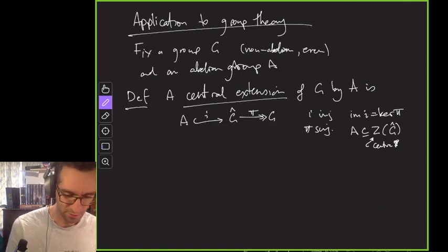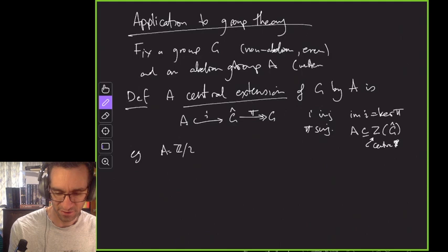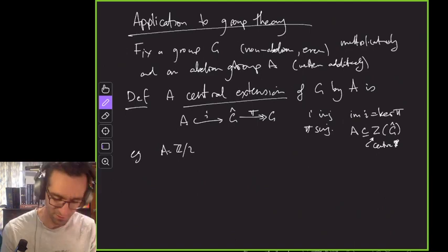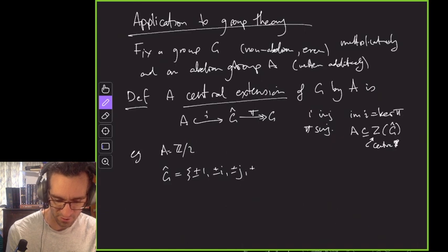Okay, so here's an example. Let's take A to be Z mod 2. I'm going to have A written additively, and G is going to be written multiplicatively. And G hat multiplicative as well, but you'll see how it works. It's not a problem. Let's take G hat to be the group of plus or minus basis quaternions under multiplication. Someone's called it Q8. And then G is going to be a product of cyclic groups like this.